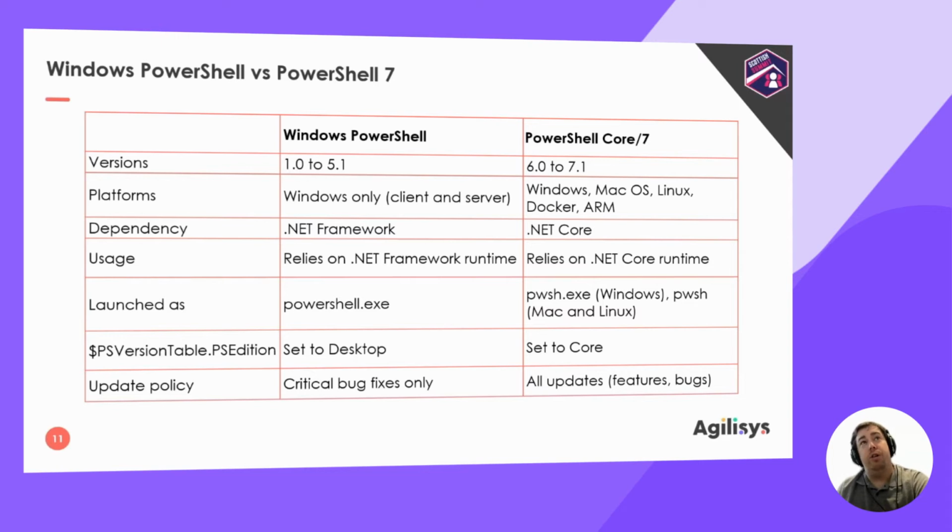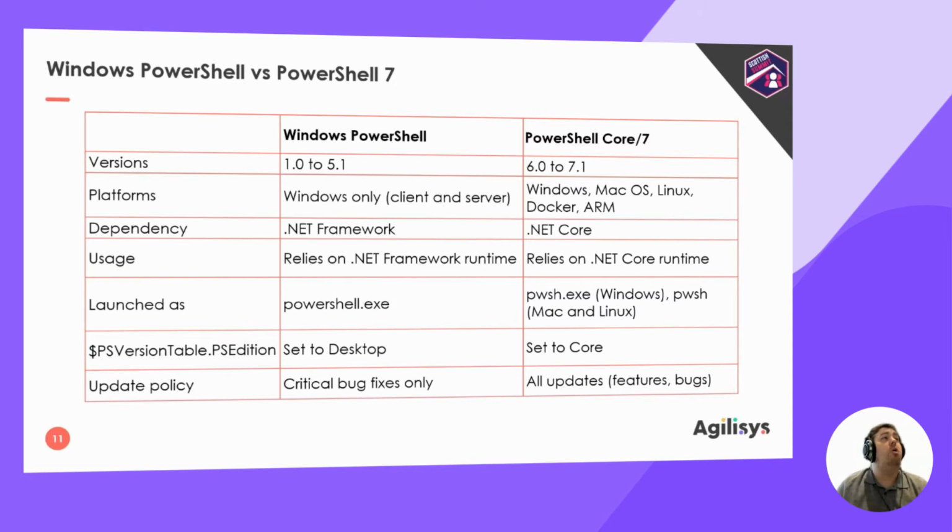PowerShell Core is the future of all the innovation in PowerShell, and we can already see that in the feature set that's being released, but I'll come to that a bit later. I think PowerShell 7 has gone up to 7.1.2, I think is the latest release, and 7.2 is currently in preview.